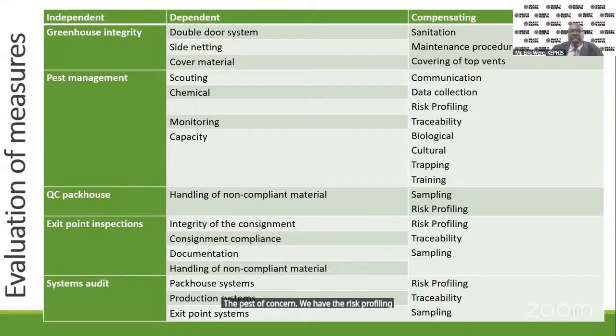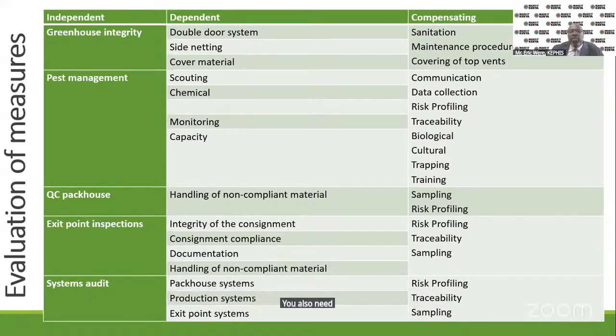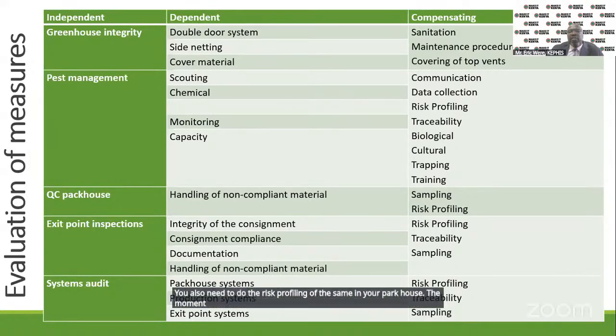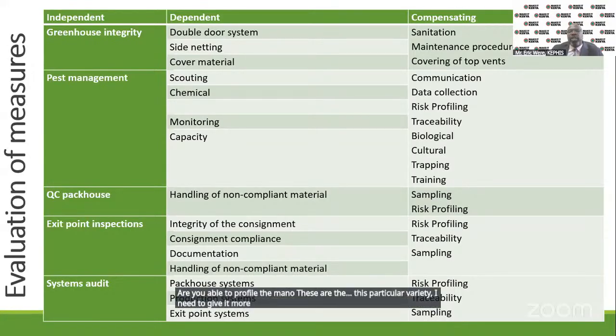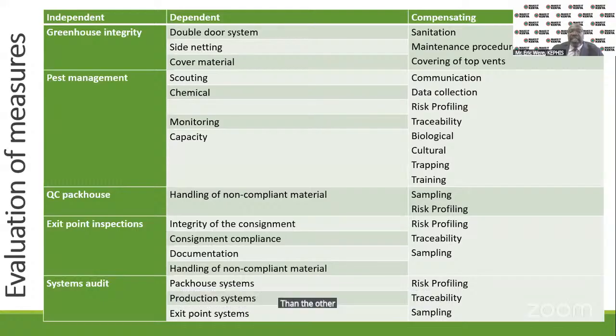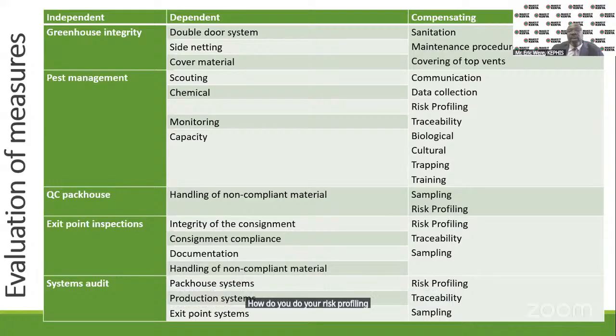Just the way we have done it in the field, you also need to do the risk profiling in your pack house. The moment you get the flowers in your pack house, are you able to profile them and know this particular variety needs more attention than the other? This is a variety that has given me more problems, so I need to give it more time. How do you do your risk profiling? So that risk profiling becomes a compensating measure to your quality control.